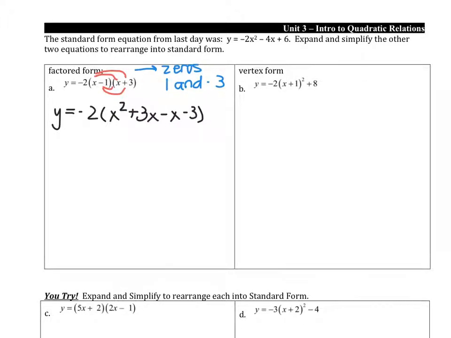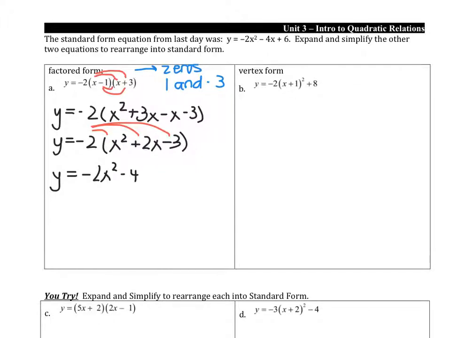Now in this format, I like to collect my like terms first, and then distribute the negative 2, but you're more than welcome to distribute the negative 2 right away and then collect your like terms. So I simplified 3x minus x to 2x. And now we're back to a grade 9 concept where we distribute that negative 2 in, and we're careful with the negative value. So that I have negative 2x squared minus 4x plus 6. And now I can tell that my y-intercept is at 6.